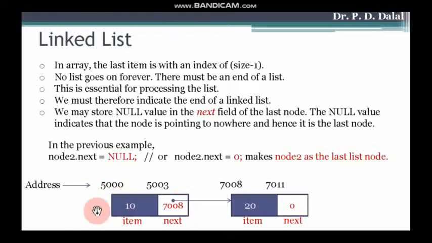See the example here. This node's next value is 7008, which means it is pointing to the next node, and that is available at 7008. Suppose this is the last node, then in the next value of this node we will store 0 or null, which indicates that this is the last node. No further nodes are available. This is the end of the linked list.